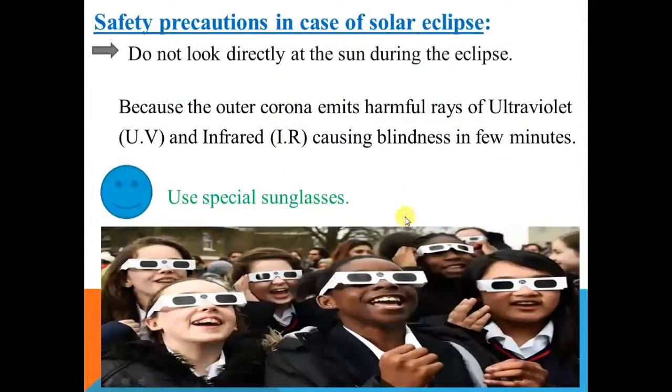But I heard someone ask me, Mister, how can we observe the solar eclipse? I'd like to observe that, but I have a point first. You have safety precautions in case of a solar eclipse. Please don't look directly at the sun during a solar eclipse. Why? I will tell you why now. Because during the solar eclipse, the outer corona of the sun emits harmful ultraviolet rays. As we saw in the video, the outer corona of the sun emits harmful rays such as ultraviolet and infrared, and both of them cause blindness in a few minutes.